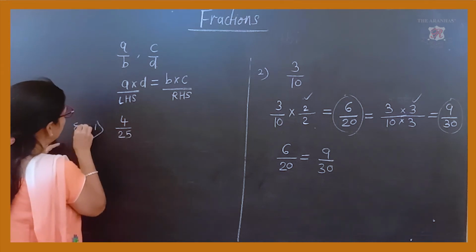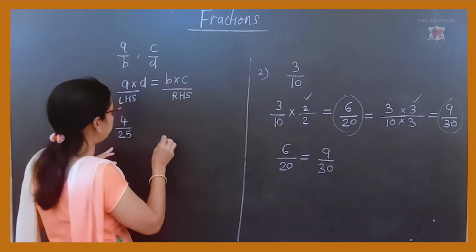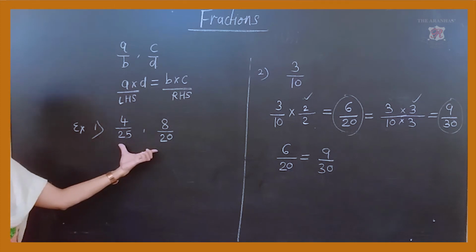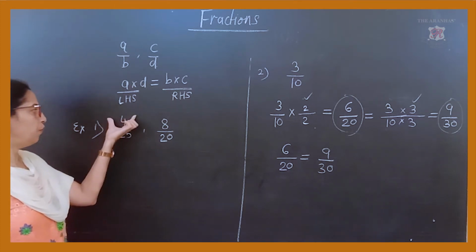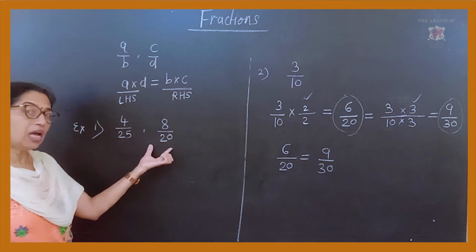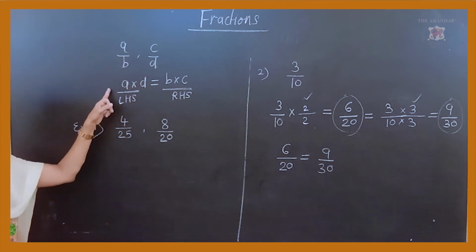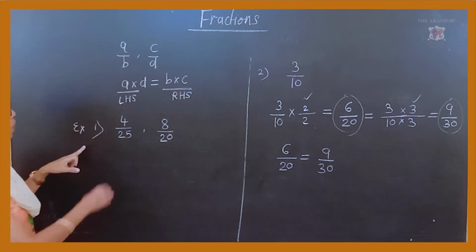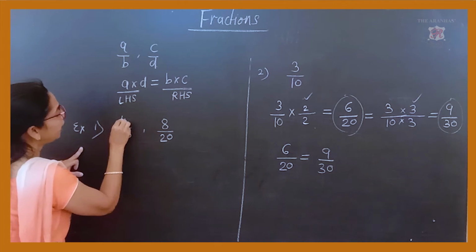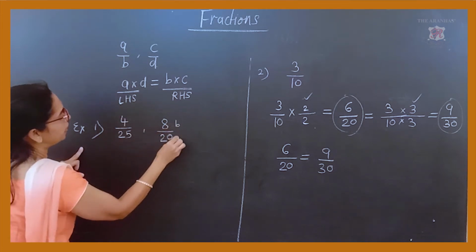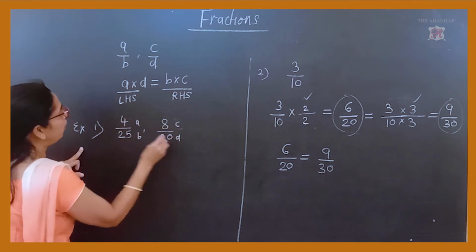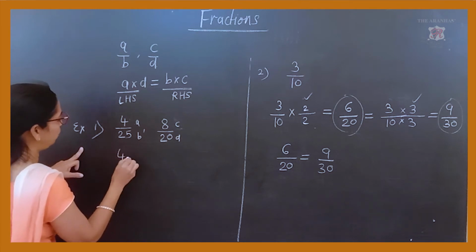We'll have this example and confirm whether the given fractions are equivalent or not. We have two different fractions, 4 upon 25 and 8 upon 20. Now by using this cross multiplication method, this will be a and this will be b, and these are a, b, c and d. So a into d means 4 into 20.